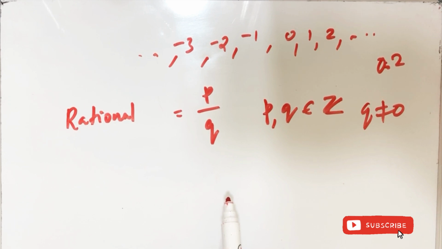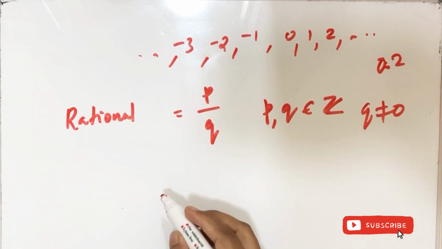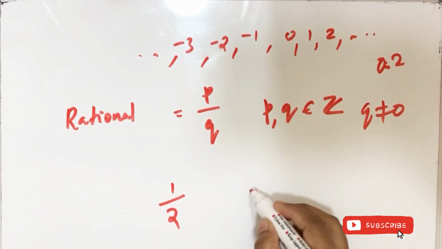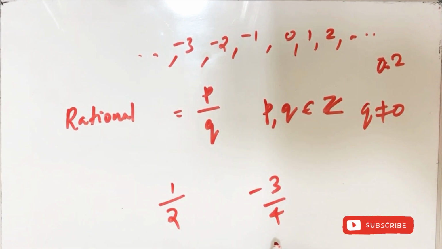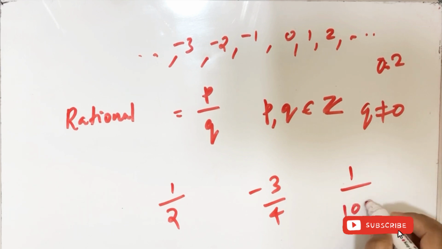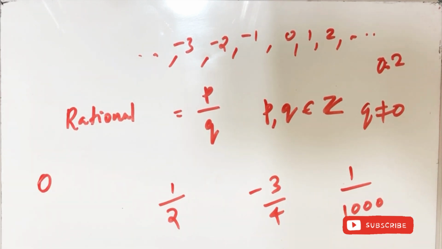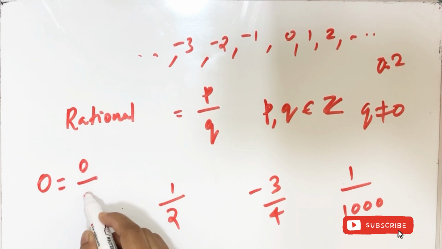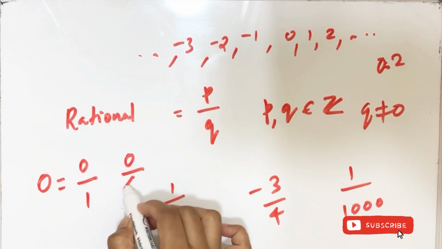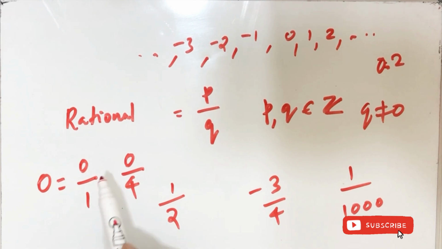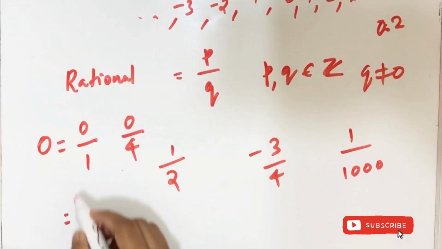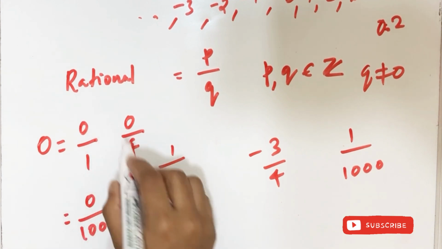Can you say some examples of rational numbers? Yes, 1 by 2 is a rational number. Negative 3 over 4 is a rational number. 1 over 1000 is a rational number. All these are rational numbers. I'll ask you some questions. Is 0 a rational number? Can we write 0 in the form p over q, an integer by an integer? Yes, of course. 0 over 1 is 0, or 0 over 4 is 0, or 0 over any number is 0. Or we can write 0 by 1000. Everything here is 0.